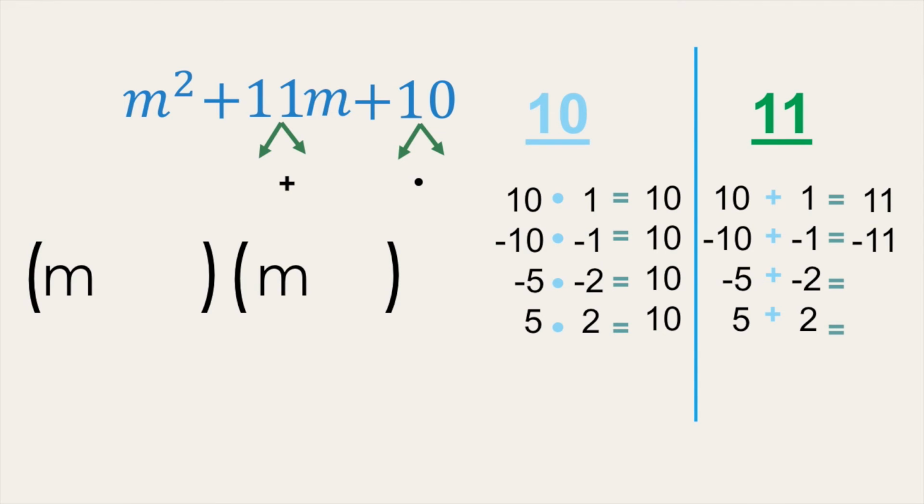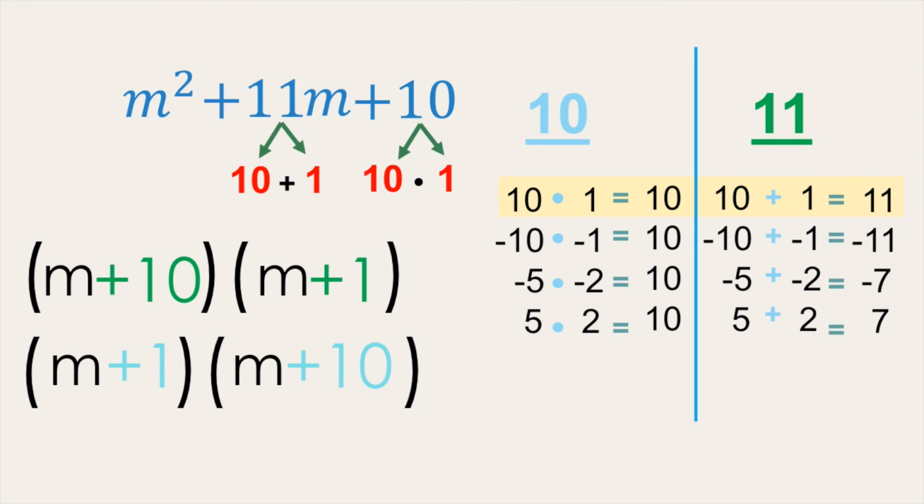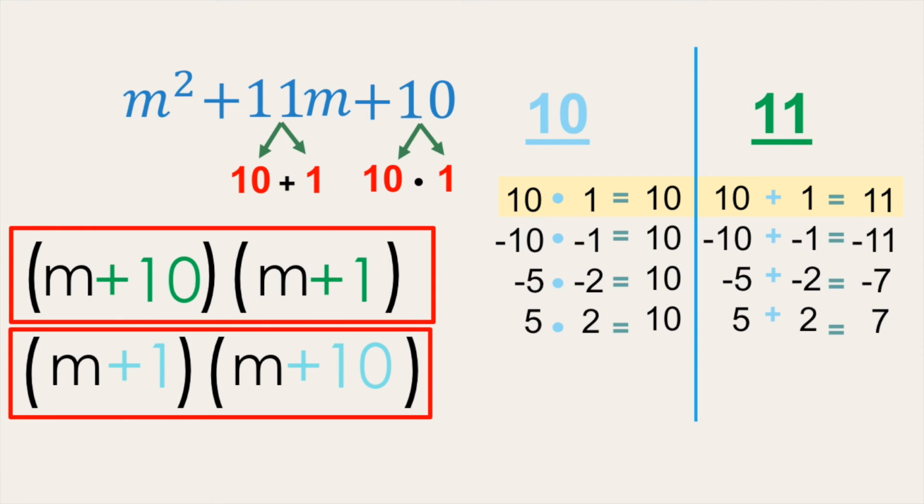Negative 10 plus negative 1 gives us negative 11. Negative 5 plus negative 2 gives us negative 7. And positive 5 plus positive 2 gives us positive 7. So the set of numbers that give us positive 10 and positive 11 would be positive 10 and positive 1. Positive 10 times positive 1 gives us positive 10, and positive 10 plus positive 1 gives us positive 11. And as mentioned before, the product of these two binomials can also be switched to m plus 1 times m plus 10. Both of these are correct factorizations of the trinomial above.